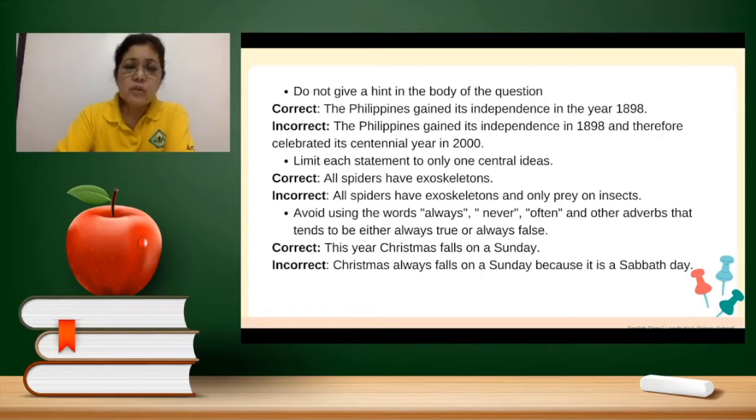Avoid using words always, never, often, and other adverbs that tend to be either always true or always false. Example, this year Christmas falls on a Sunday. It will be incorrect when you say Christmas always falls on Sunday because it is a Sabbath day. So that is incorrect.